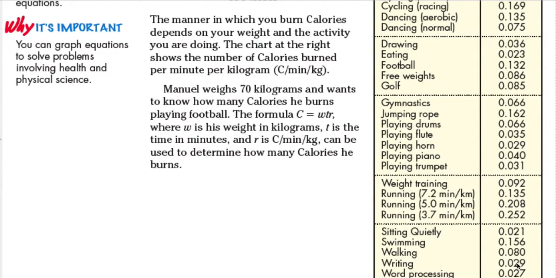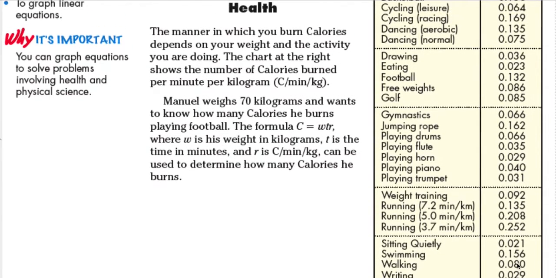Football, Manuel's sport, is 0.132 calories per minute per kilogram. So that's how many calories per minute per kilogram each of these sports burn. Let's take a look at the formula C equals WTR.